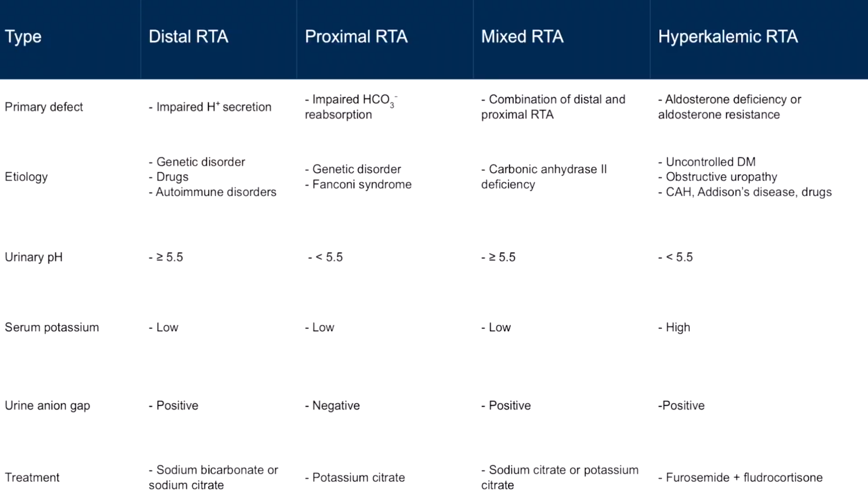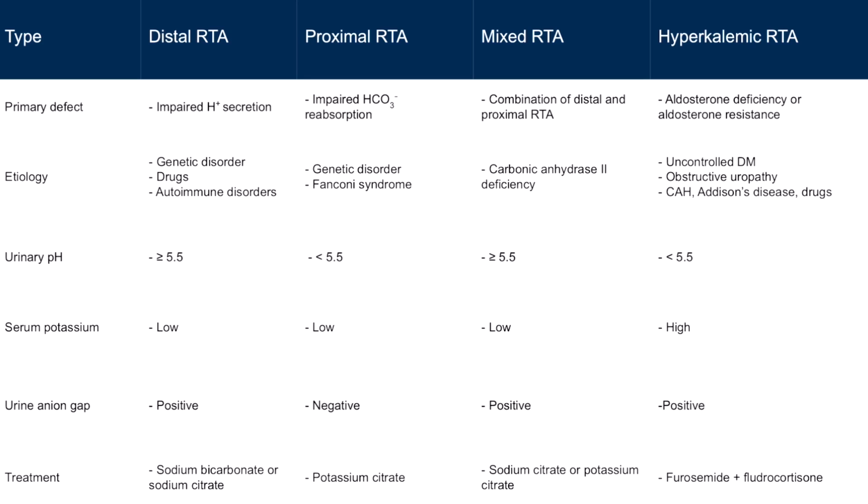All right, here's a nice summary slide that puts together everything we've discussed. So let's review this table and summarize the topic. Distal RTA, or type 1 RTA, is caused by the impairment of hydrogen ion secretion, leading to increased urinary pH of 5.5 or higher, a positive urine anion gap, and a low serum potassium. This can be treated with sodium bicarbonate or sodium citrate.